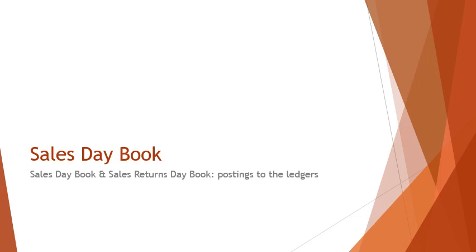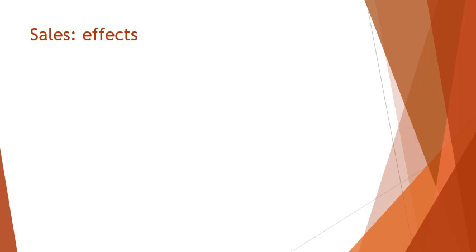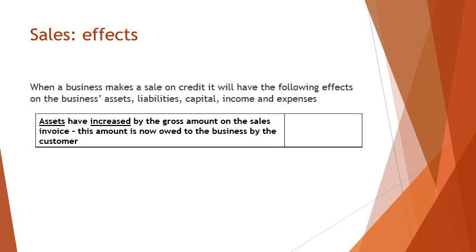So let's have a look at how we transfer the information from the sales daybook into the ledgers. First of all, let's consider the effect of making a sale on credit terms. It's going to result in assets of the business being increased because the amount owed to the business by its customers has increased by the gross amount of the sale. That would be recorded as a debit in the sales ledger control account. This is the account in our general ledger where we record and calculate how much is owed to the business by all of its customers.